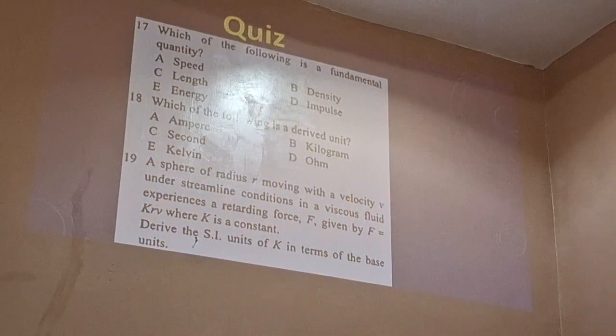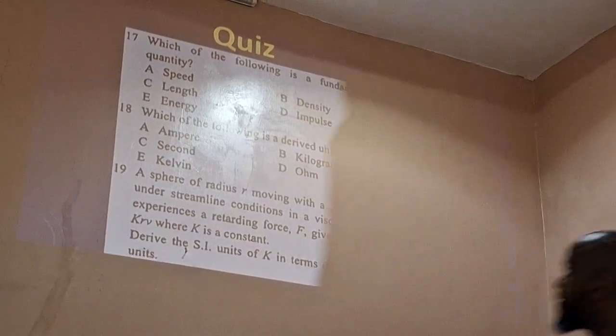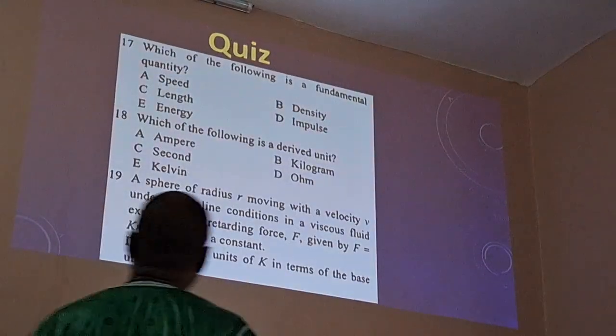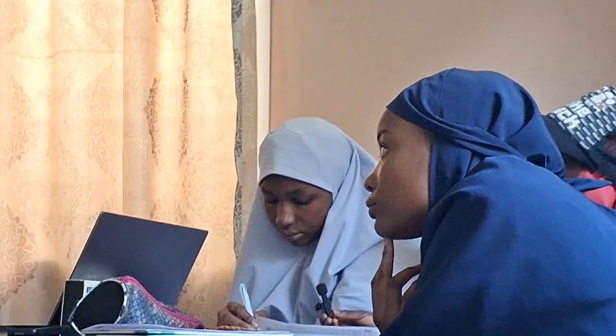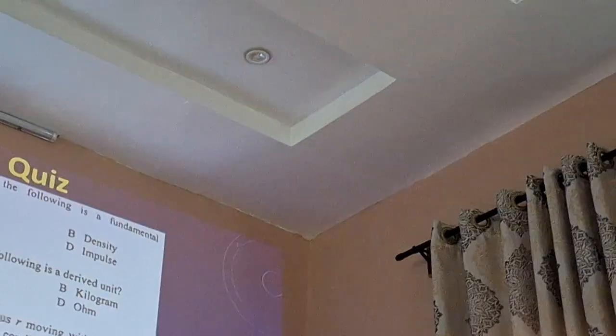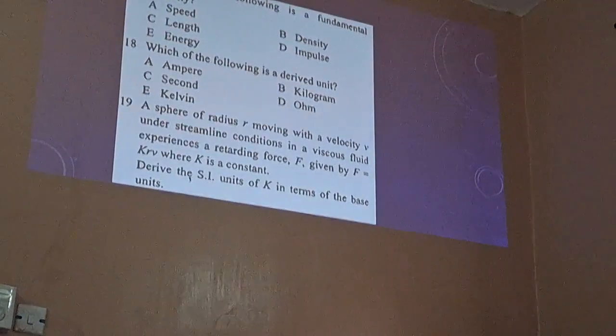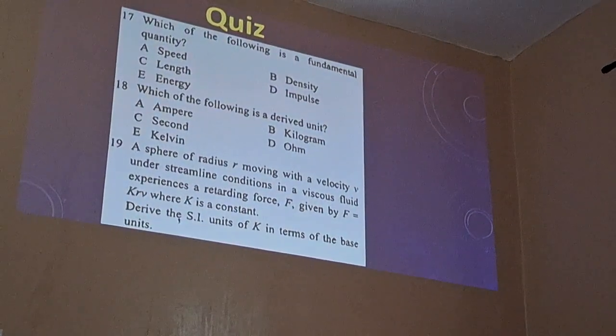Now, we have other questions. Which of the following is a fundamental quantity? C, length. Yes. Others are derived quantities. Okay? I mentioned impulse, isn't it? Force times time.